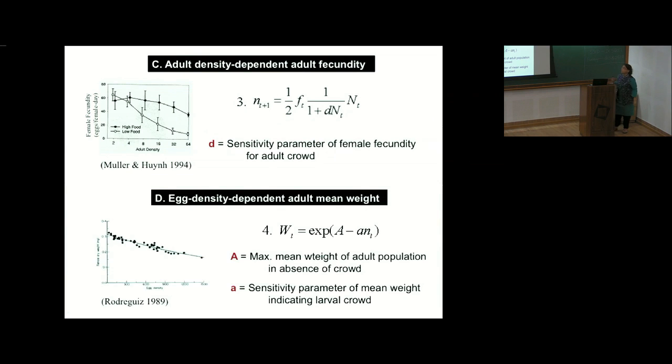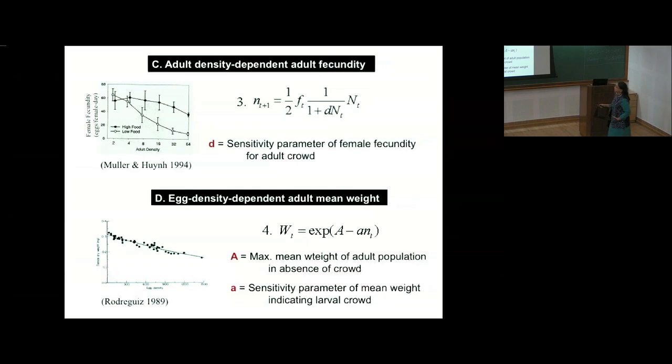And the last one was, how does egg density regulate mean weight. As I said, if the number of larvae is too many, then there's less food for each of the larvae. Then the adults that come out of those larvae are thinner or thicker or sick or whatever it is. So then mean weight will go down. In this experiment, again from another paper, they kept different numbers of eggs, 200, 600, 900 and so on, and they measured the size of the adults that came out of it, the female sizes.